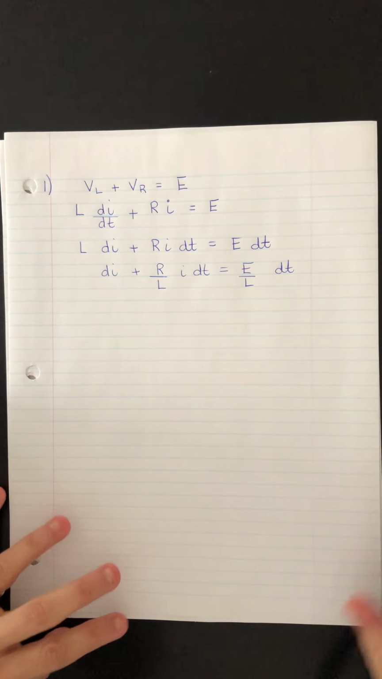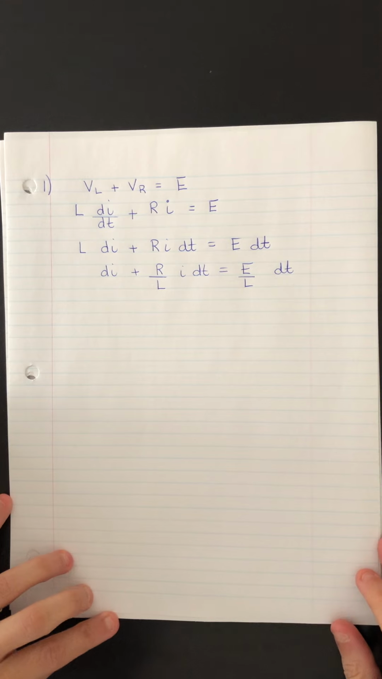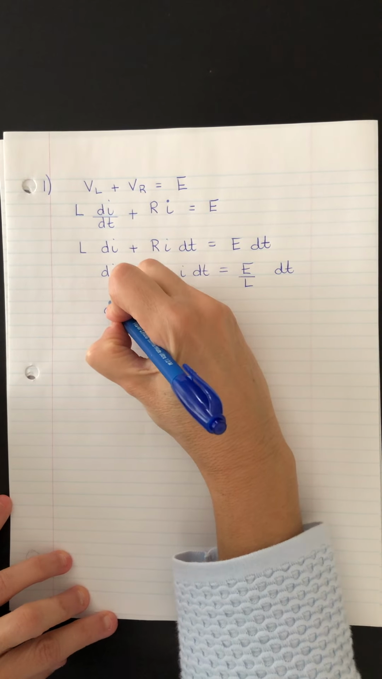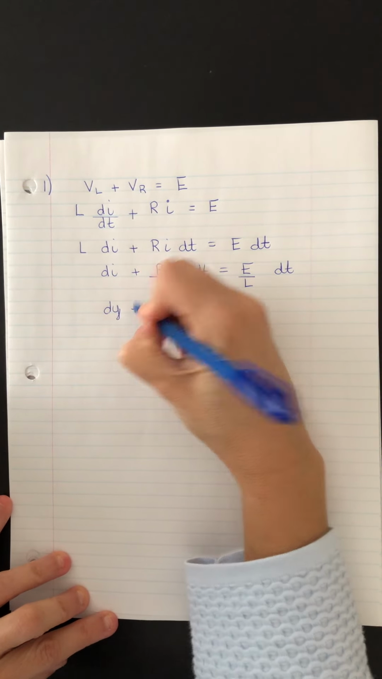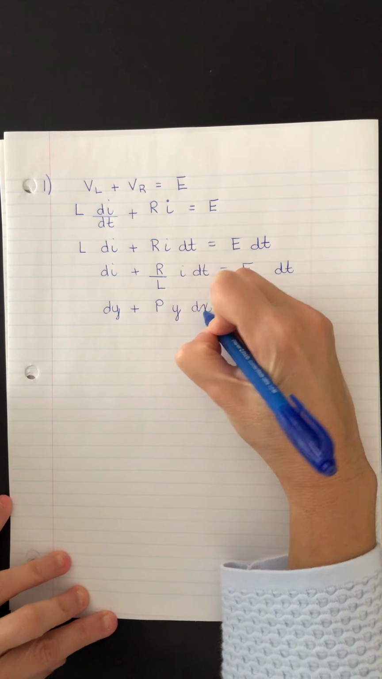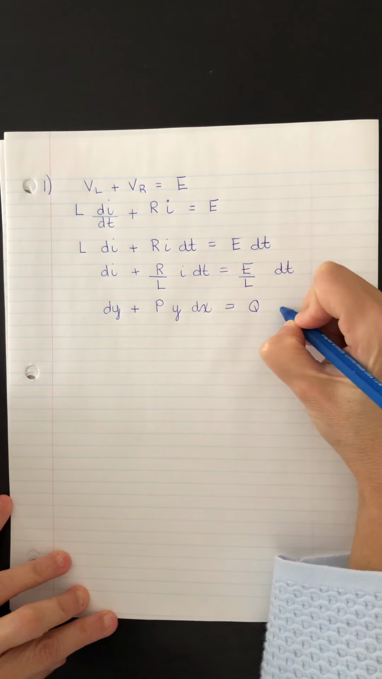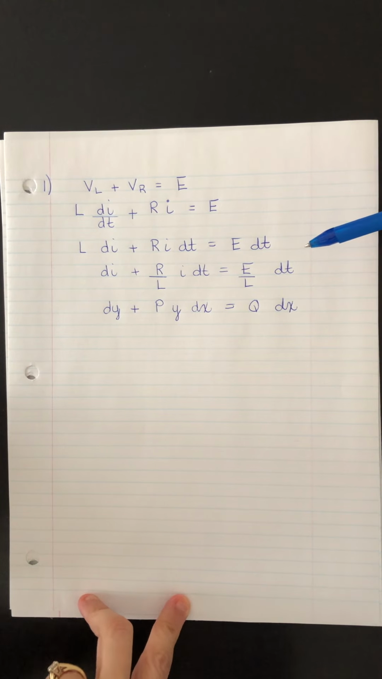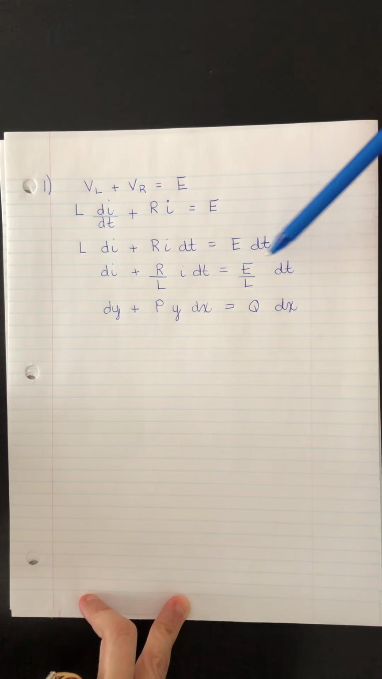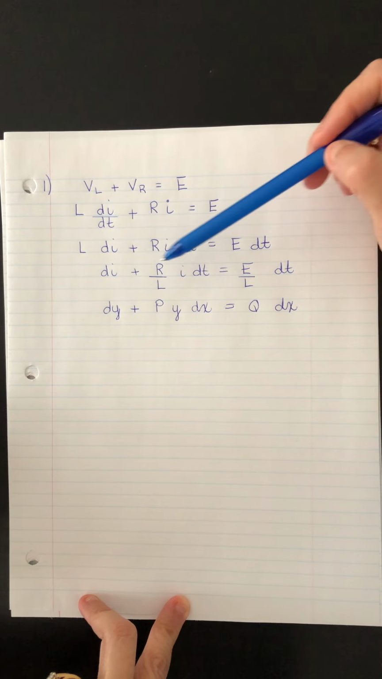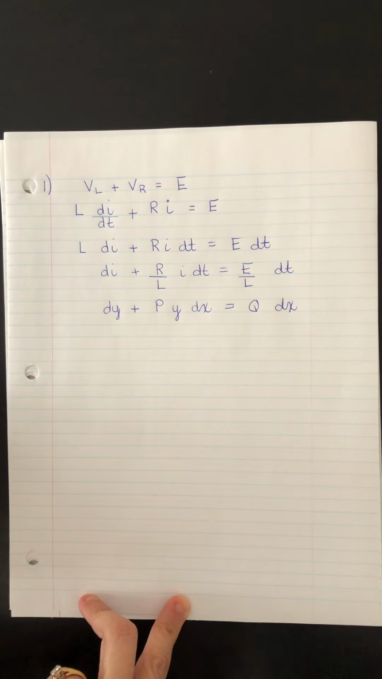So you should be comparing this now to our general formula. You'll remember the general formula looked like this: dy plus p times y dx is q dx. Clearly here we've changed our independent variable to t, and our dependent variable has changed from y to I. So that's very clear.